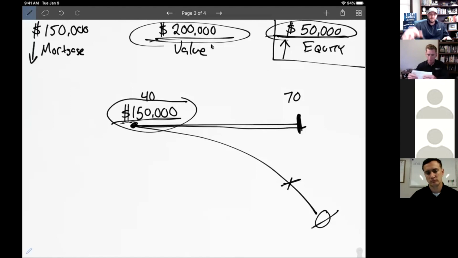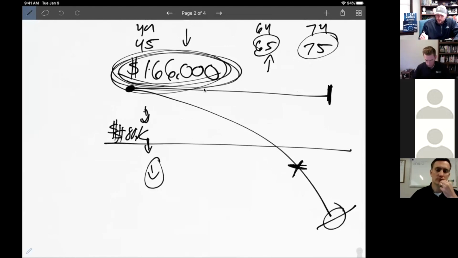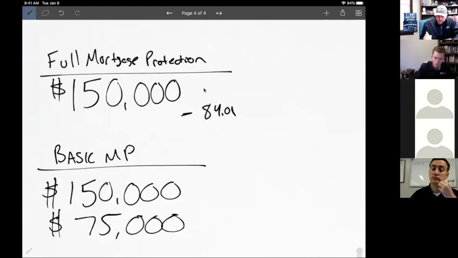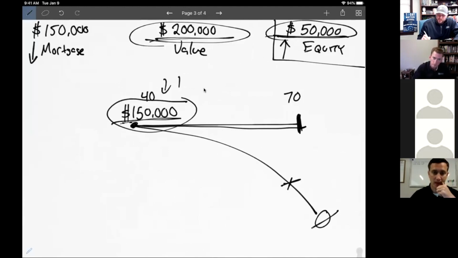I feel like if anything were to happen to me anytime soon, it would probably be something unexpected, car wreck, some kind of injury, something like that. If that's the case, it's going to double to $150,000. So if anything happens anytime soon, then this would be enough money to pay off the full mortgage for them.